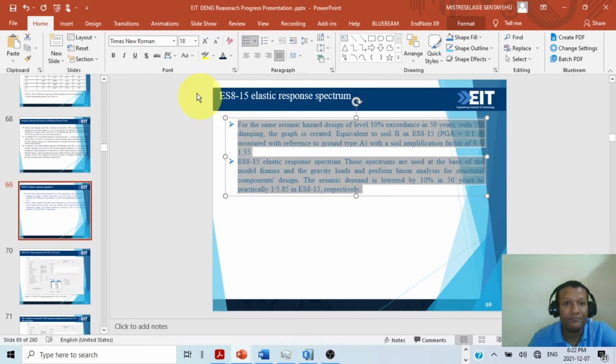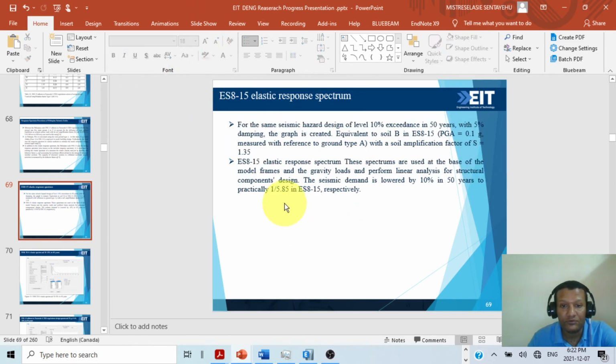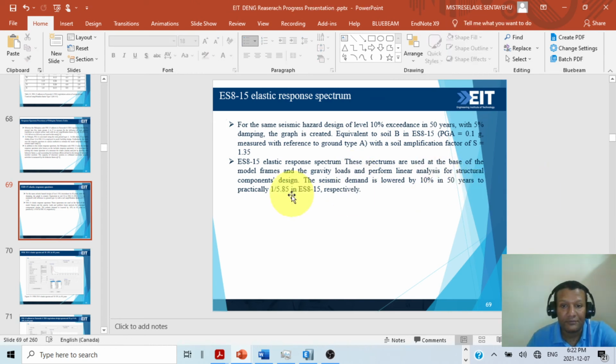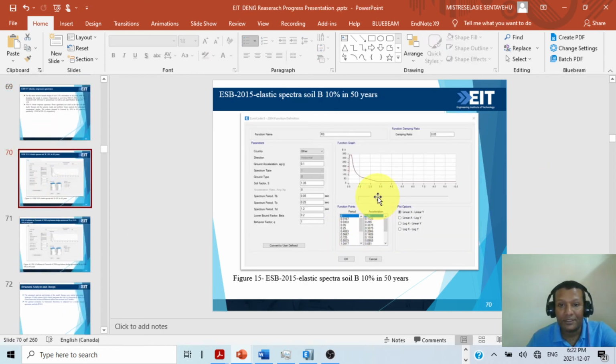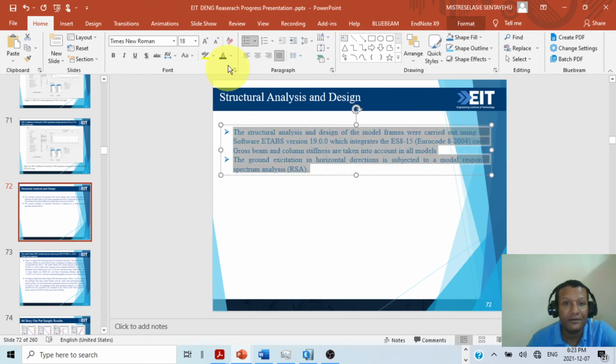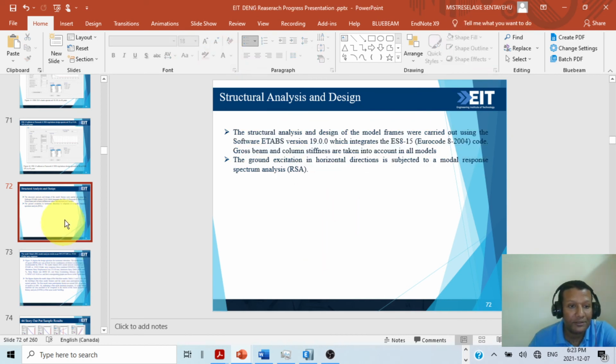Elastic response spectrum, this is what 5.85. This will be for the design response spectrum. As per this, this is the response spectrum of Ethiopia. All the things are taken from the code, and we use ETABS 19 version for the analysis, and the ground excitation in the horizontal direction is subjected to modal response spectrum analysis, RSA. So I will show you in a moment.